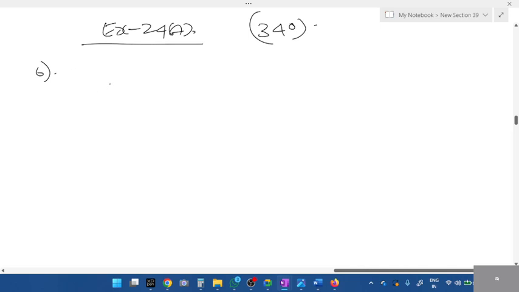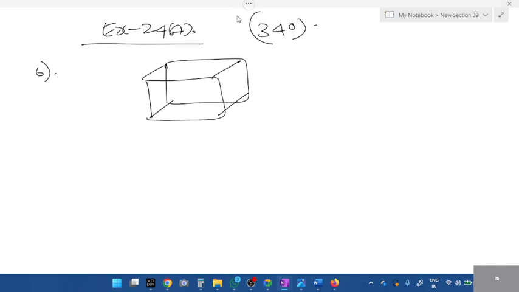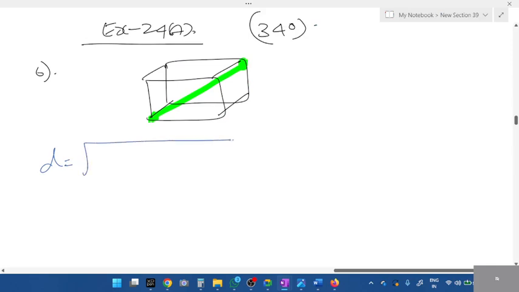Sixth question. Find the length of the longest pole. Look here, in a cuboid, the longest pole is the diagonal, students. You can place a longest pole in this direction, like this. When I explained the formula, this was the diagonal, and diagonal formula for a cuboid is root of L square plus B square plus H square. And what are the values given here? Sixth question. Length is equals to 12 meters, breadth is equals to 8 meter, height is equals to 9 meters.